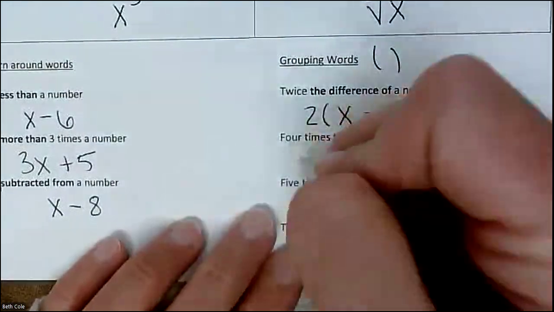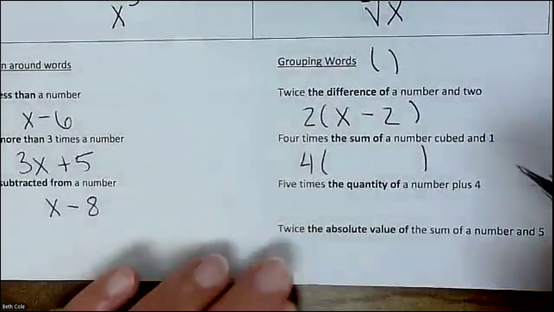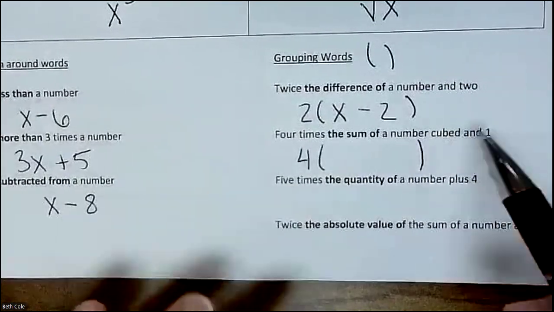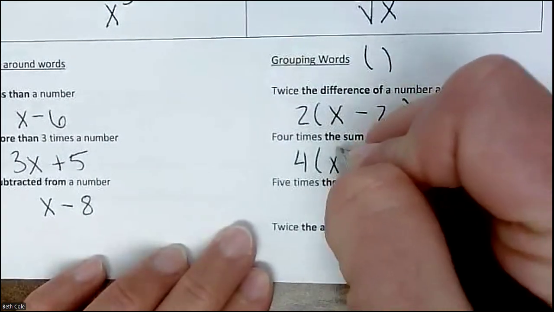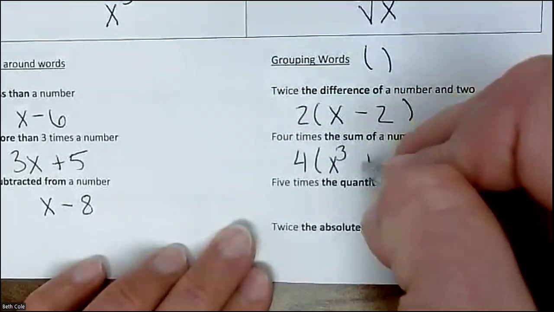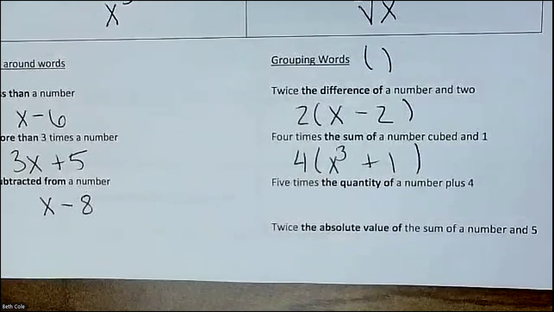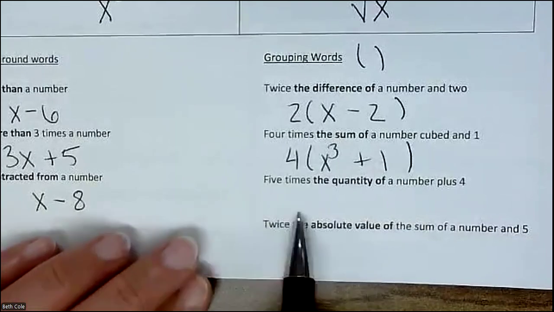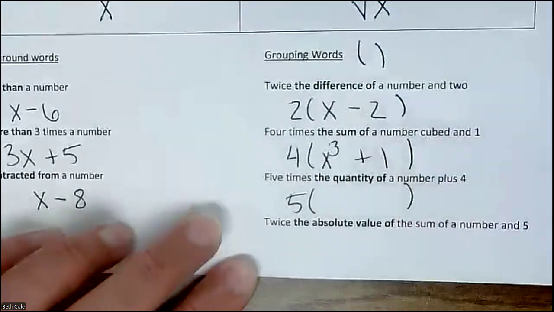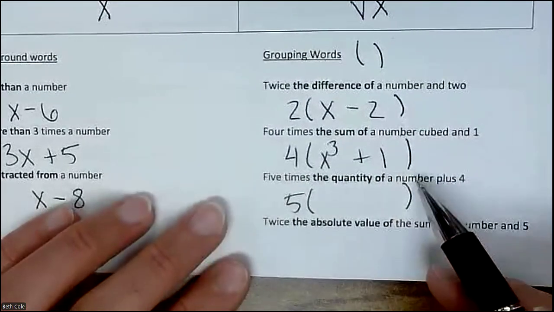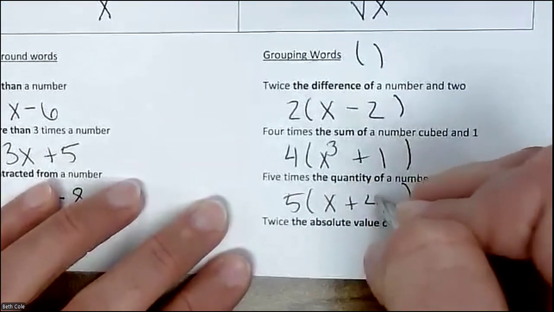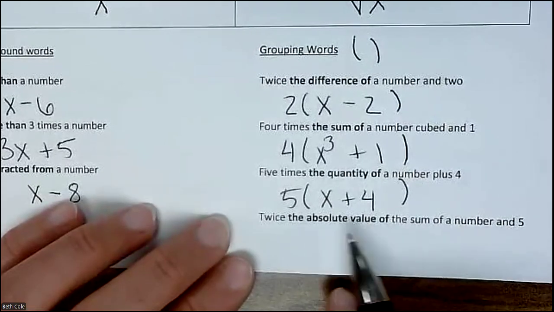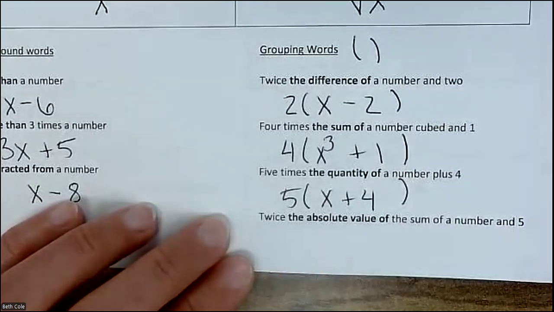4 times the sum. So you're going to have 4 and then put some parentheses. Sum means what? Addition. A number cubed, so that's x cubed plus 1. Good. If it says quantity, that's another thing that'll put parentheses in there. 5 times the quantity, so 5 parentheses, a number plus 4. So x plus 4.